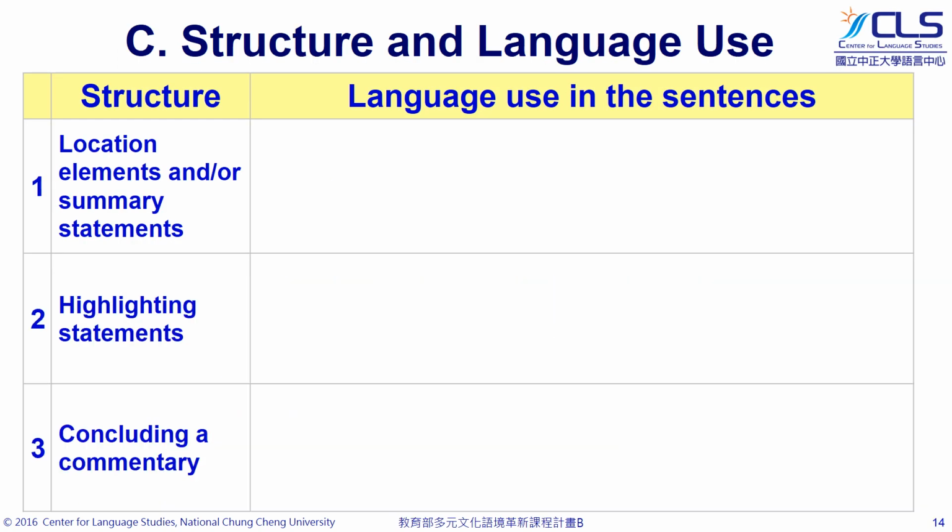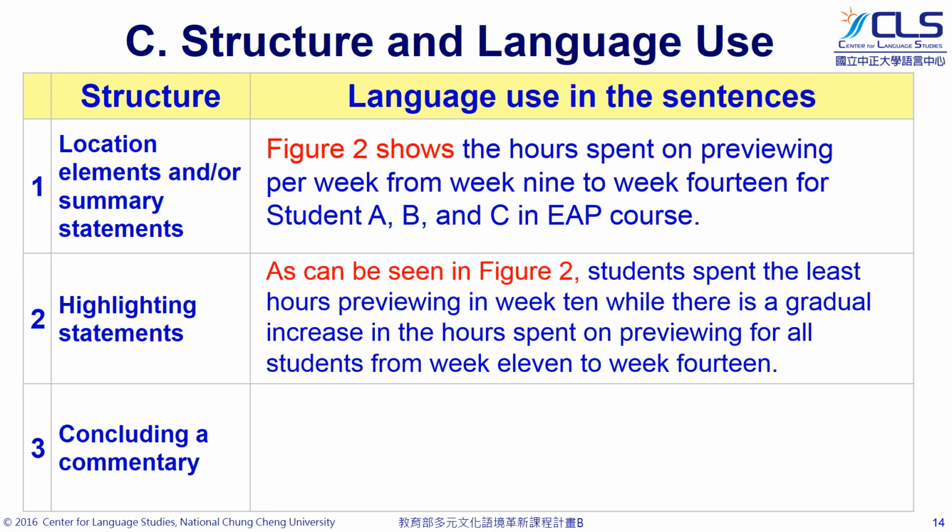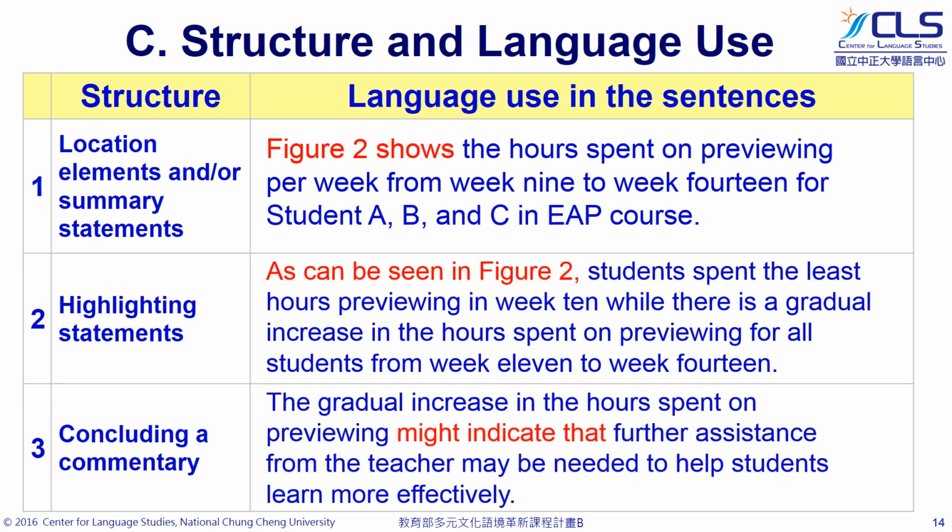Okay, let's look at the language used in the same example. First, "Figure 2 shows" is a location element to refer to the figure and introduce the summary statement. The noun phrases, the hours spent on previewing per week from week 9 to week 14 for students A, B, and C in the AP course. Second, "as can be seen in Figure 2" is used to introduce the 2 key findings of the data: spent the least hours previewing and a gradual increase in the hours spent on previewing for all students. Finally, "might indicate" points out the implication of the data.